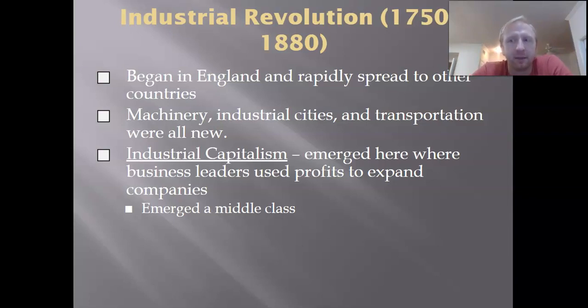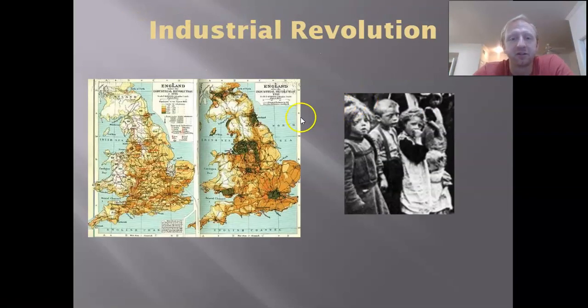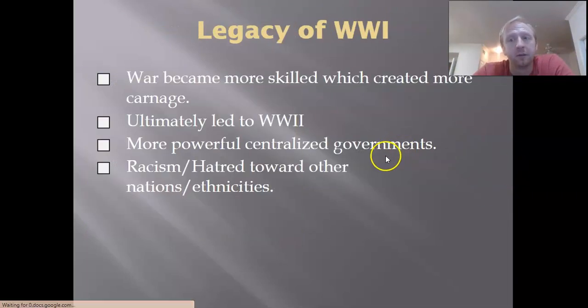So England, if you think back then, like 1800s, factory and making horrible conditions and child labor, that type of thing, right? Machinery, industrial cities, transportation were all new, right? Industrial capitalism emerged here, where business leaders use profit to expand companies, right? Emerging middle class, right? We're starting to enter into modern civilization. This is like a before and after, like the expansion of cities and so on and so forth. Child labor, it wasn't fun.